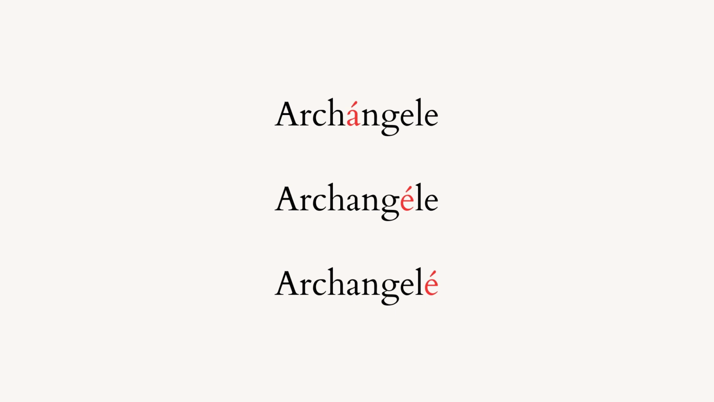By comparison, if the acute accent mark were over the first E, as shown in the second example, then we would pronounce it arcangele, arcangele. And if the acute accent mark were over the last E, as shown in the third and final example, then we would pronounce it arcangele, arcangele.